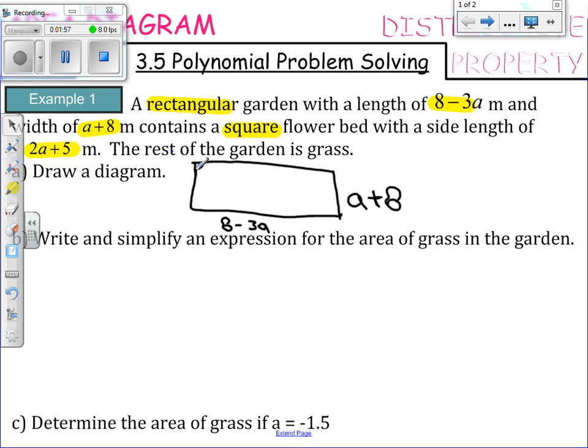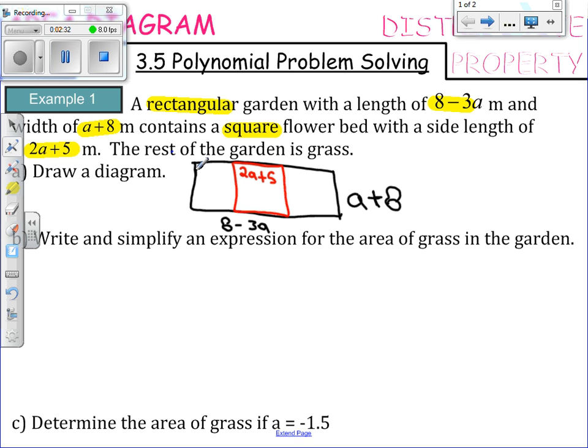5. So inside this, you have a square garden bed. You don't know where it is, so I'm just going to put it here. And the side length of that is 2a plus 5. If it's a square, that side length is the same for all 4 sides. That's why we highlighted that it was a square. That should be your picture of your garden bed. Pretty simple.